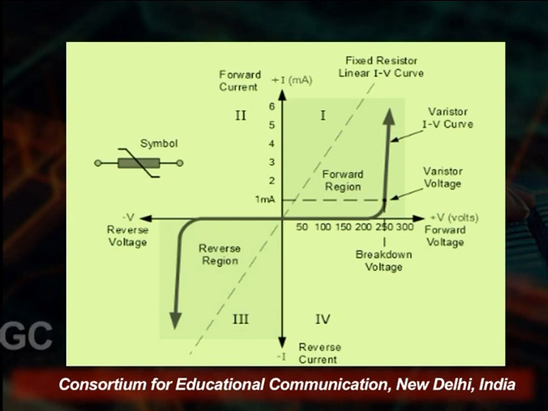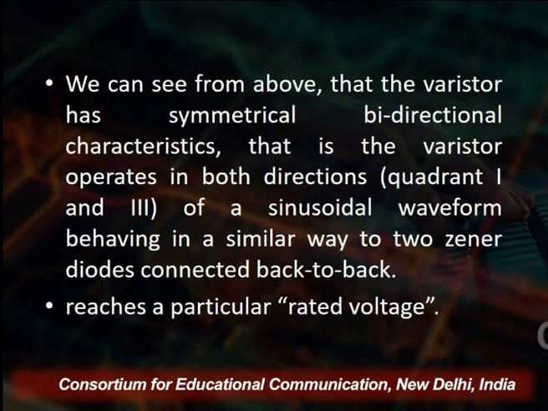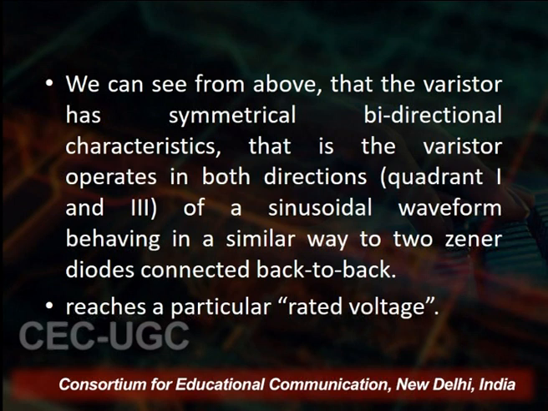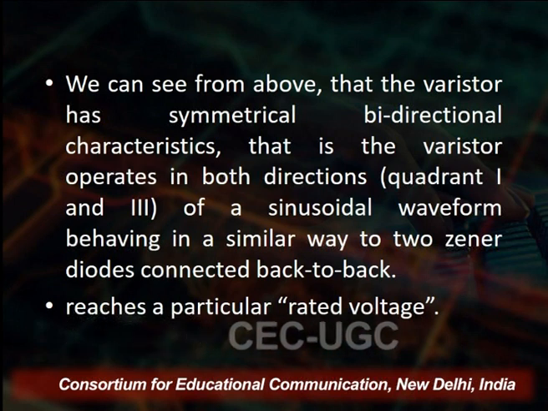Now this is the characteristics graph of the varistor. On the right hand side we have the forward region, and on the left hand side we have the reverse region. By applying the forward voltage and the variable voltage, you see the varistor IV curves. On the left hand side you have the symbol which represents the varistor, with forward and reverse current, showing how it works in forward and reverse biasing. So we can see that varistors have symmetrical bidirectional characteristics. Varistor operates in both directions.